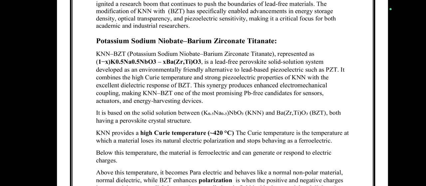It's basically a lead-free perovskite solid solution system developed as an environmentally friendly alternative to lead-based piezoelectrics such as PZT. It combines the high Curie temperature and strong piezoelectric properties of KNN with the excellent dielectric response of BZT. This produces enhanced electromechanical coupling, making KNN-BZT one of the most promising lead-free candidates for sensors, actuators, and energy harvesting devices. Basically, it's based on the solid solution between potassium sodium niobium oxide (KNN) and barium zirconium titanium oxide (BZT), both having a perovskite crystal structure, which I will explain later.